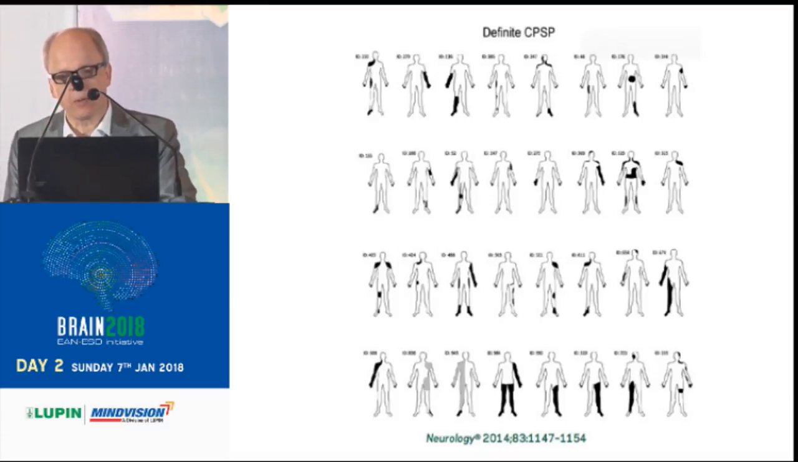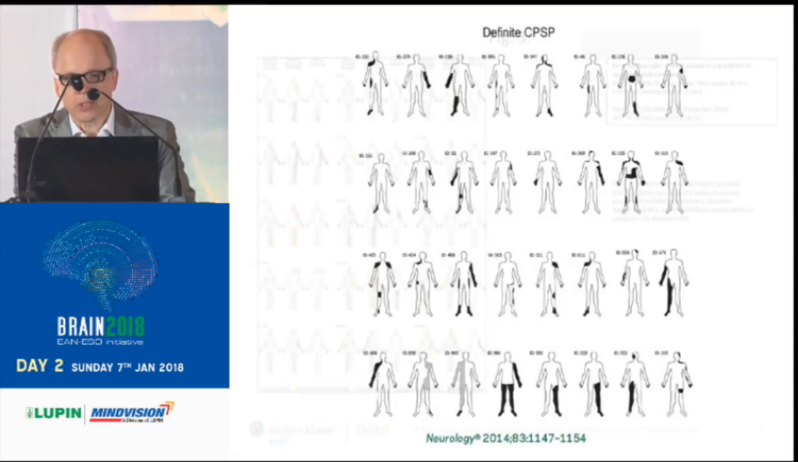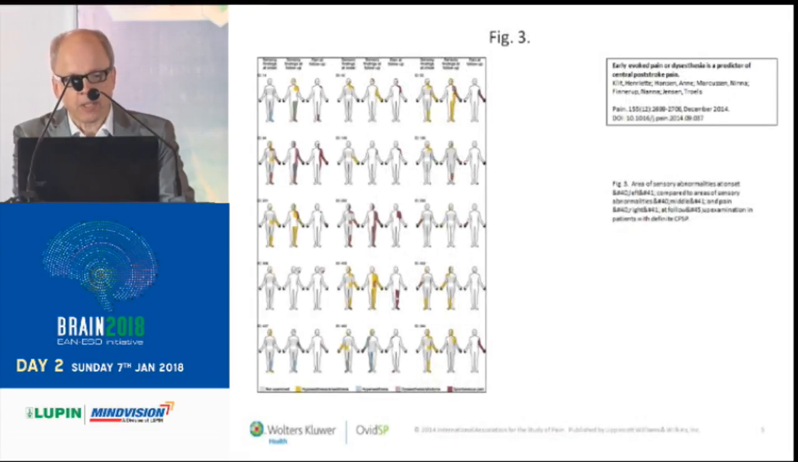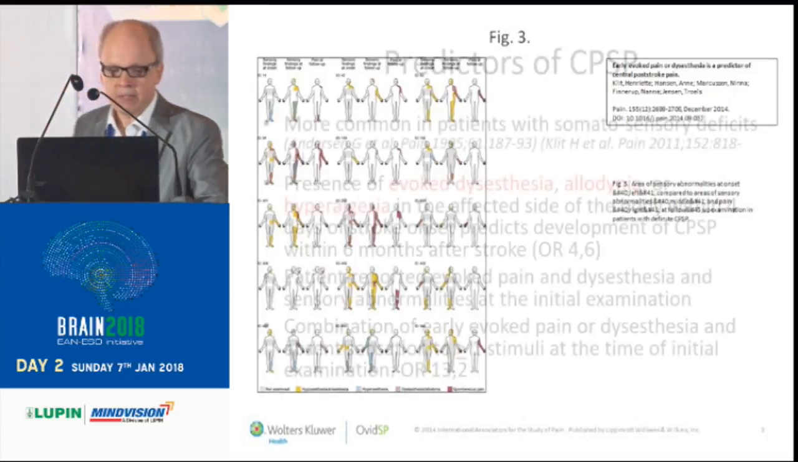As you can see, there are many different kinds of locations for the pain. Some are in the lower leg, and in most patients the pain is located in the upper limb. And here is another study, a Danish pain study, also showing these locations of pain in these post-stroke patients. So this is an interesting area.